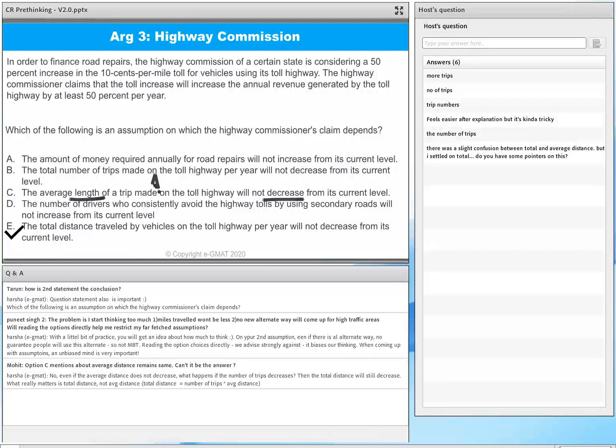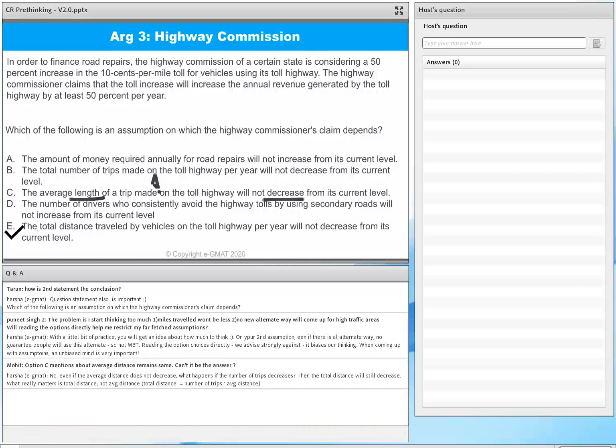okay, same thing with number of drivers who consistently avoid. If there are more drivers who are avoiding, then those who are on the toll highway can take longer trips. Okay, which means that choices B, C, and D are great strengtheners. You know, if you know this information, it's going to increase your belief in the conclusion, but not assumptions.